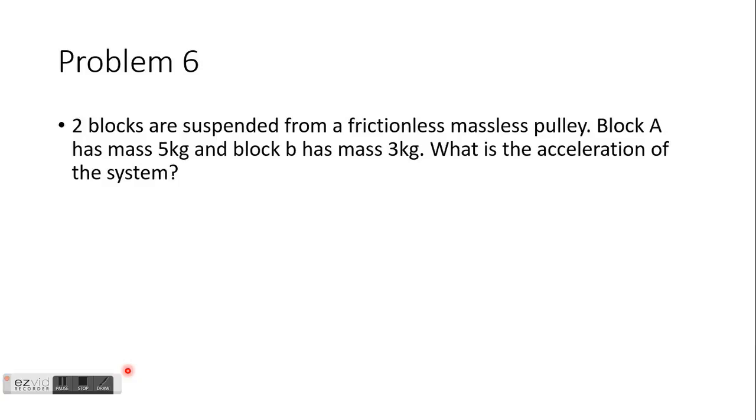It's just convention. They just say the force exerted by a rope is called tension, and then every rope can only have one tension. And so these are connected by a rope that passes through a pulley. But it's a frictionless, massless pulley, so the rope has only one tension. Okay, so block A has mass 5 kilograms and block B has mass 3 kilograms.